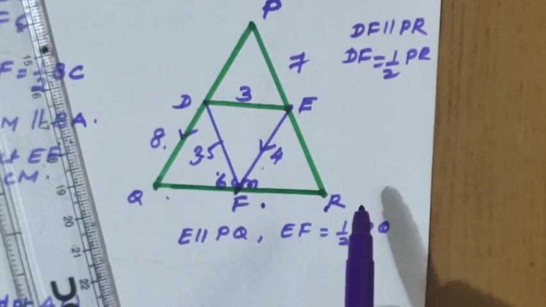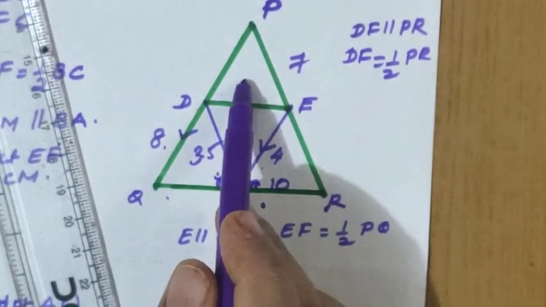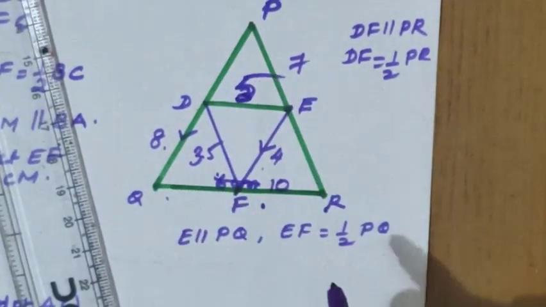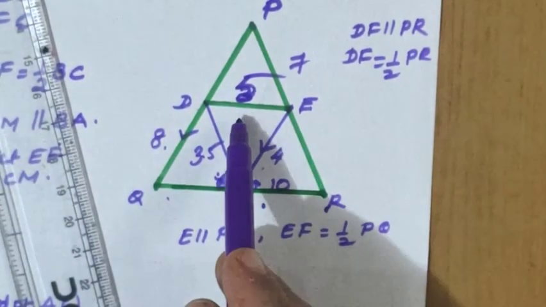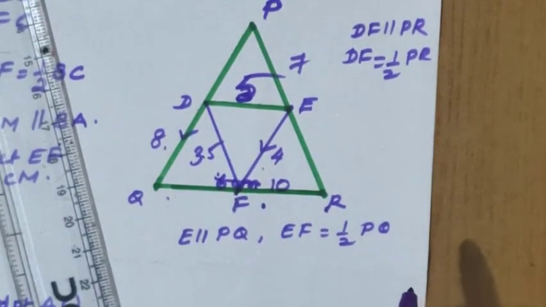So suppose the length is 10 here. So what will be the length for DE? It will be 5, right? Like that, when the full length of a base is given, you can calculate the midpoints line segment also. So this is the idea we got from the midpoint theorem, one of the important theorems.